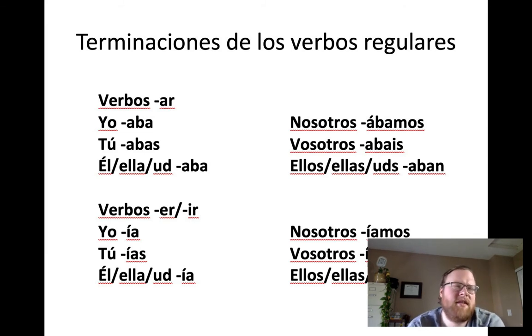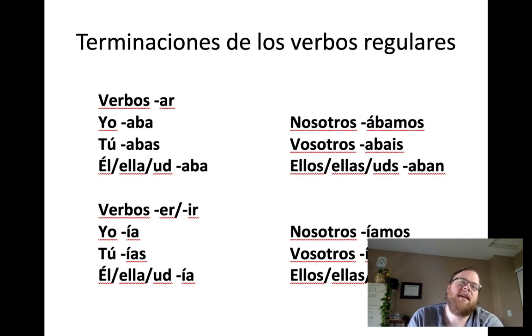So we have two sets of endings only, which is good for us. So we've got our AR verbs up here, and we can see their corresponding forms. And then we've got our ER and IR verbs down here. We can see that they're different from the AR forms, obviously, but that there is no difference between the conjugation of an ER and an IR verb in the imperfect, which makes our lives a little bit easier.